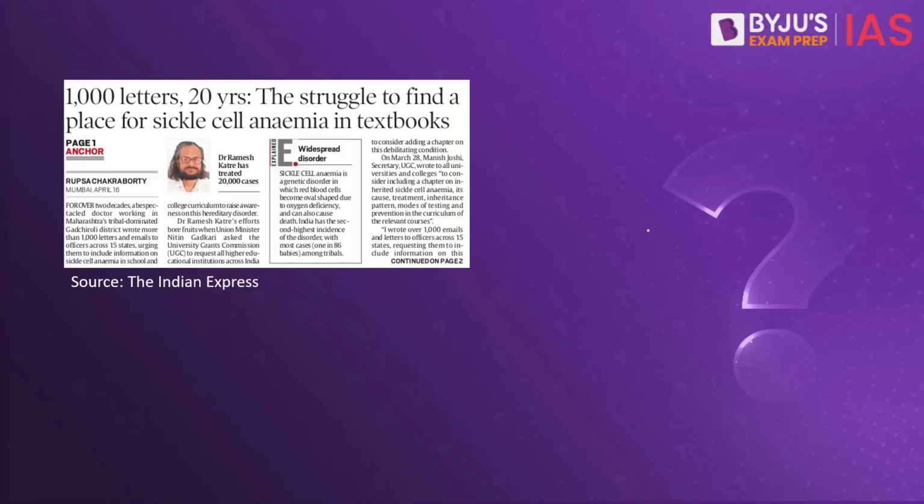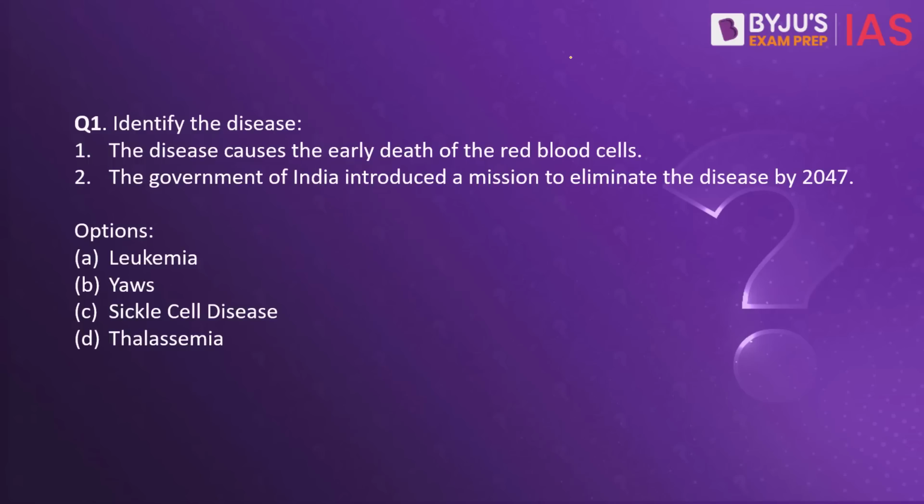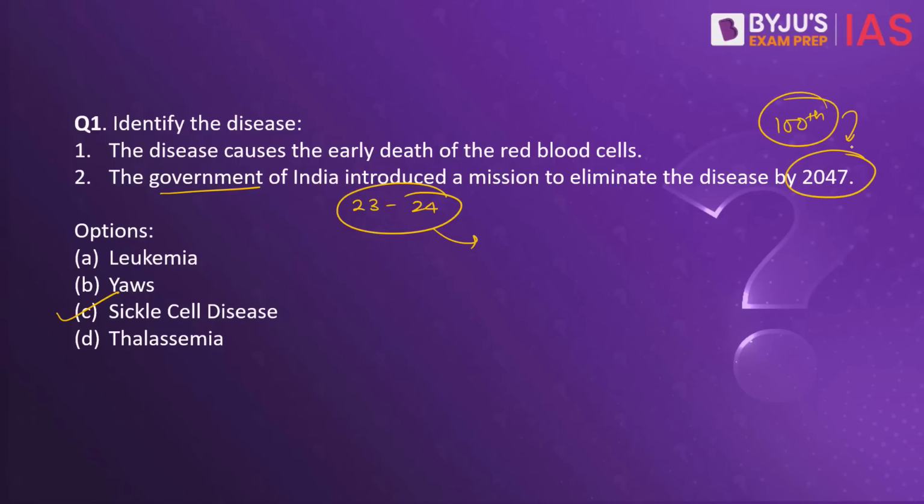We have taken this question because after a struggle of 20 years, Dr. Ramesh Katre has finally succeeded, because now the University Grant Commission has requested all the higher educational institutions across the country to consider including a chapter on this condition. So over here, you know that C is the correct answer, and the government of India in this year's 23-24 budget has declared introduction of a mission specifically targeted on sickle cell disease to eliminate the disease by the 100th year of our independence, that is 2047.